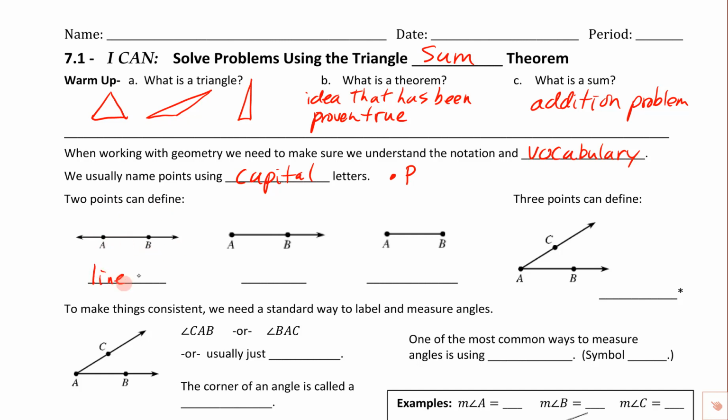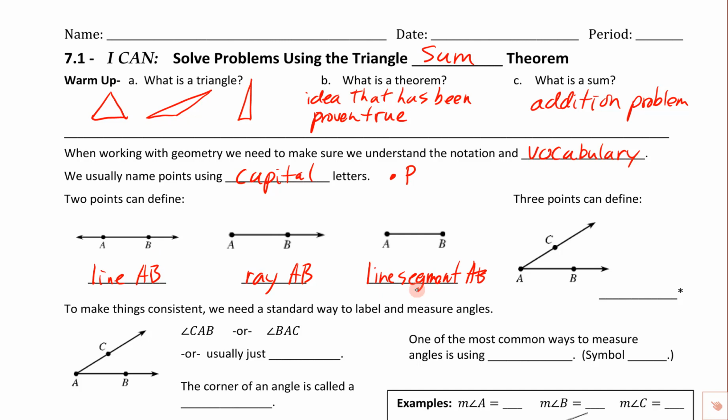We would say line AB, that's a line, it extends forever in both directions. This one right here, because it starts at A and goes past B and continues in that direction, that's called a ray. So we would say ray AB. And this right here, it's got an end point on each one. So it's not a line, it is a line segment. It's one piece of a line. It stops. So that's segment AB. So 2 points can define a line, a ray, or a segment.